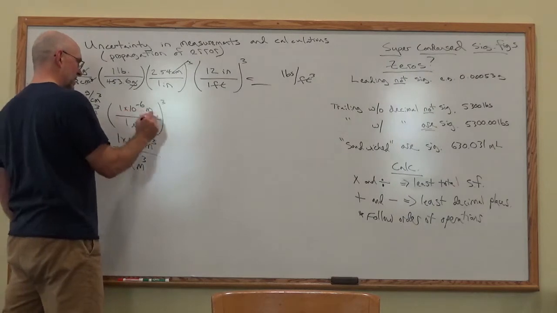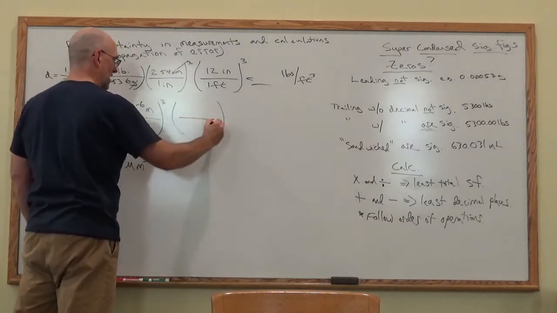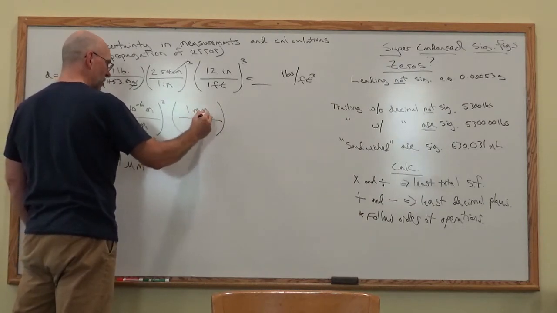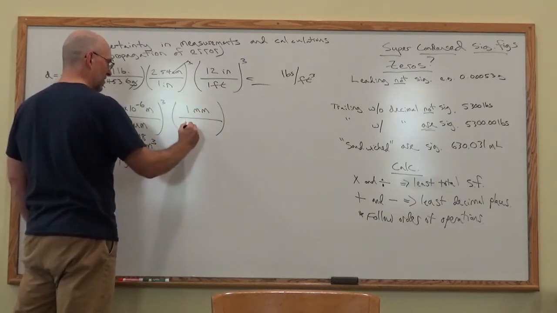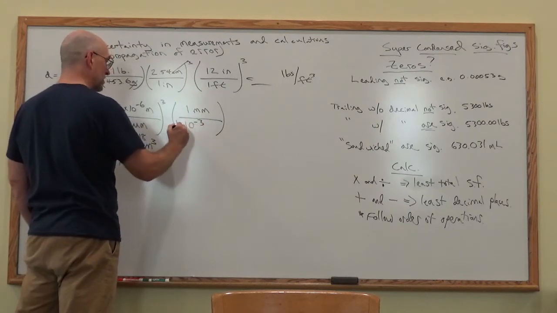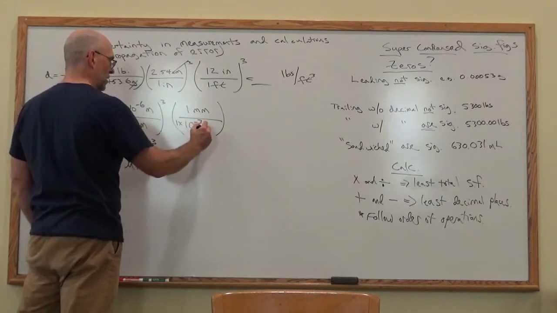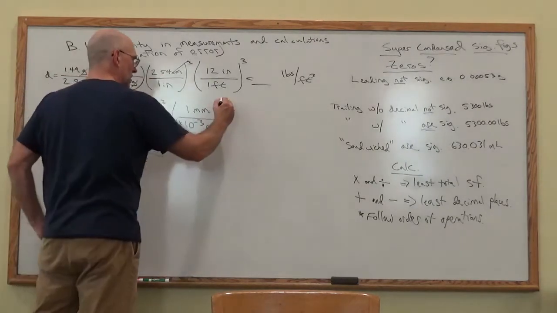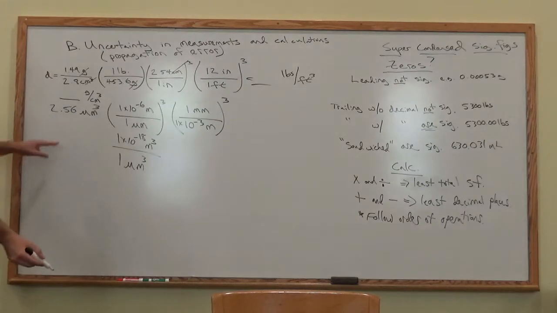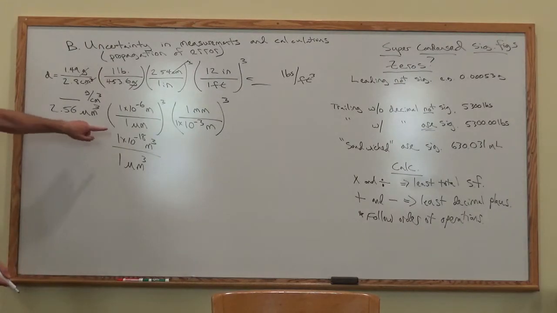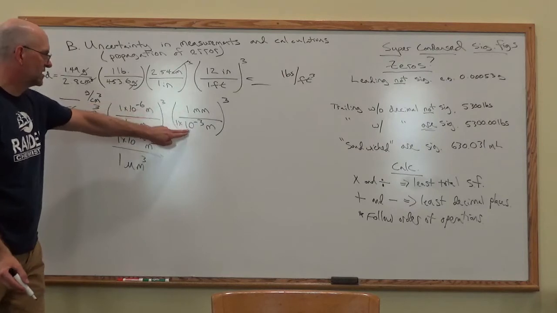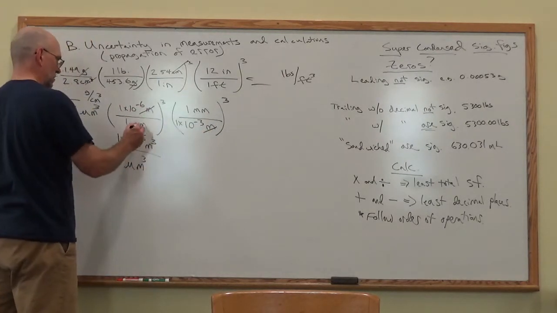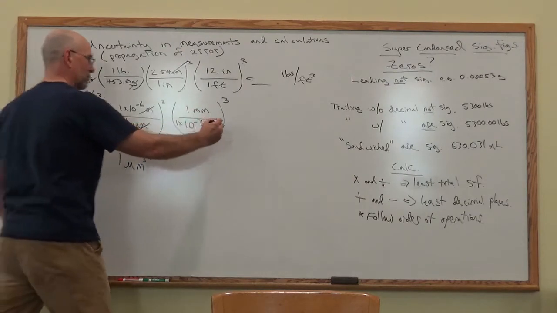So a micrometer is 10 to the -6 meters. And then you go to millimeters, we know that 1 millimeter is 10 to the -3rd, or 1 times 10 to the -3rd meters cubed. I think that's right. So micro is 10 to the -6, milli is 10 to the -3rd. So those units will cancel, and we'll be left with cubic millimeters.